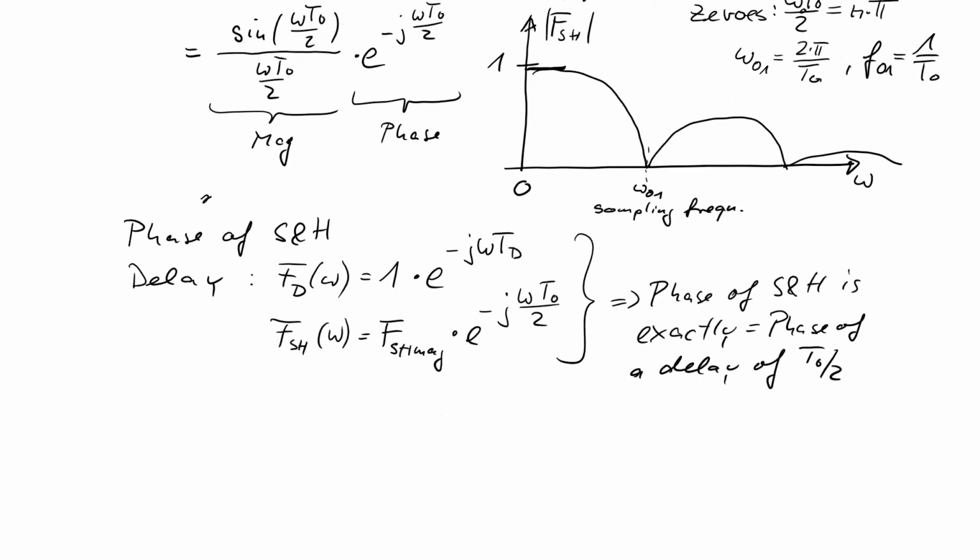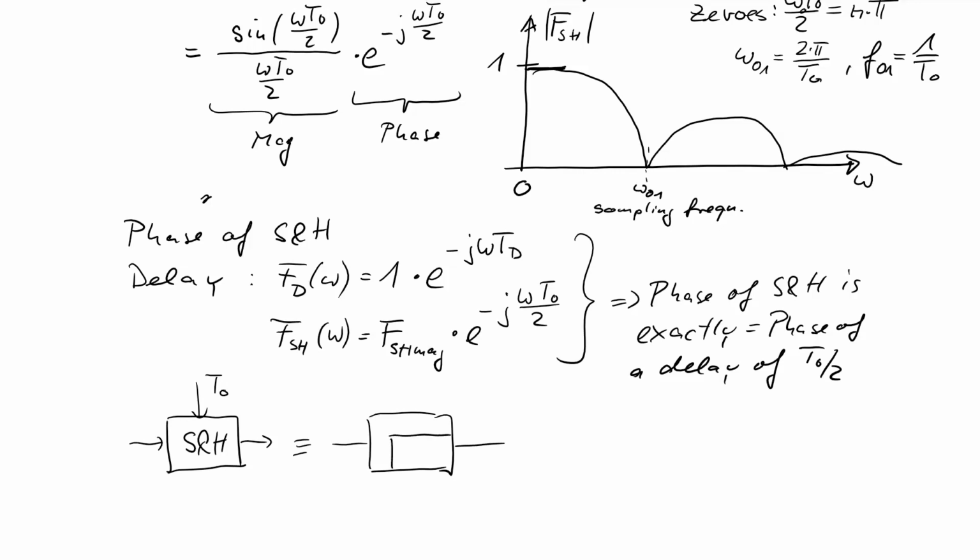So what we can say is that the sample and hold block, with the sampling time T sub 0, can be replaced by a new block, a delay time block with a delay of half of the sampling time, and here we have the SH magnitude. How can we now work on with our SI function? Very simple.